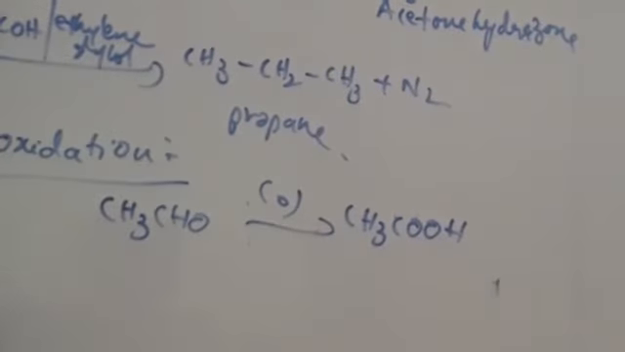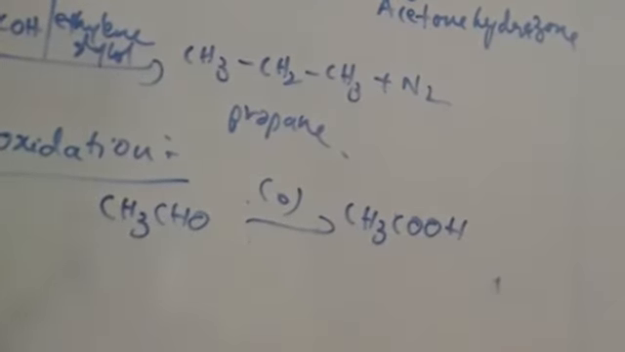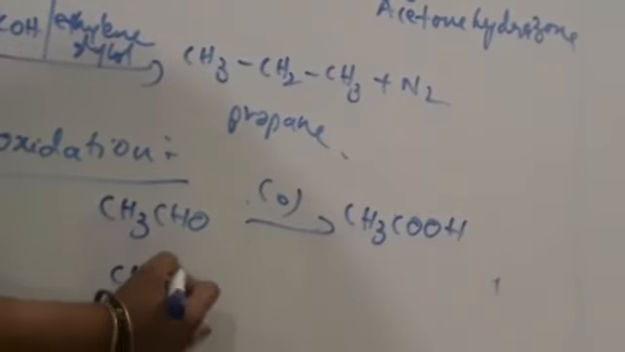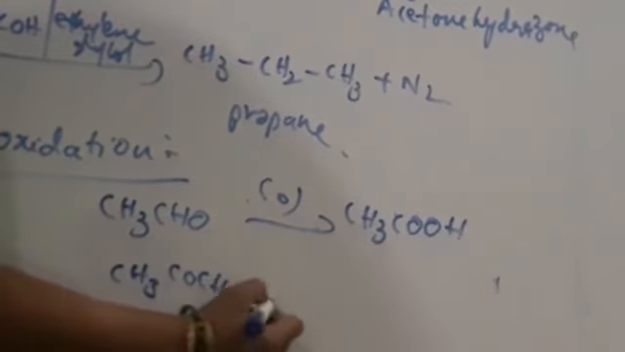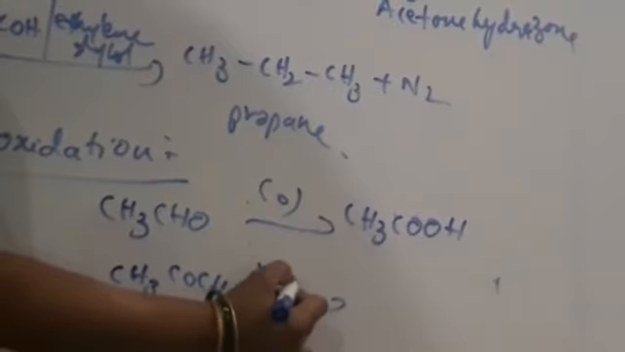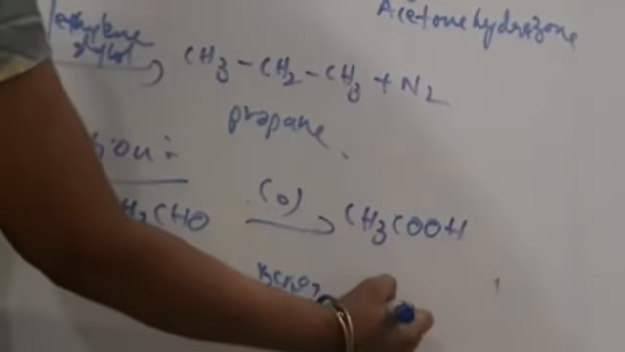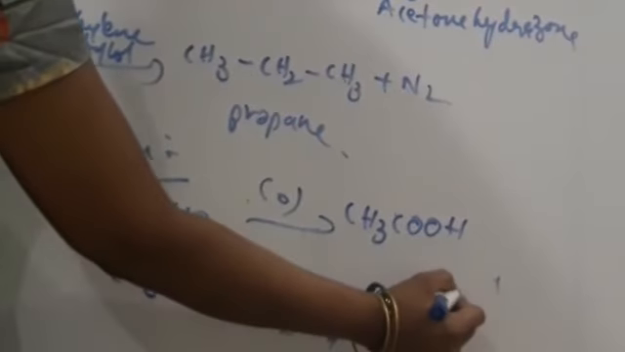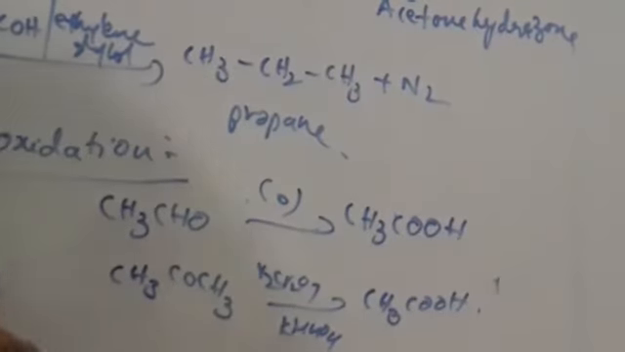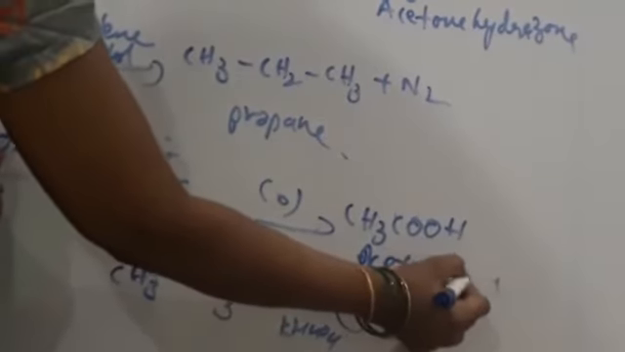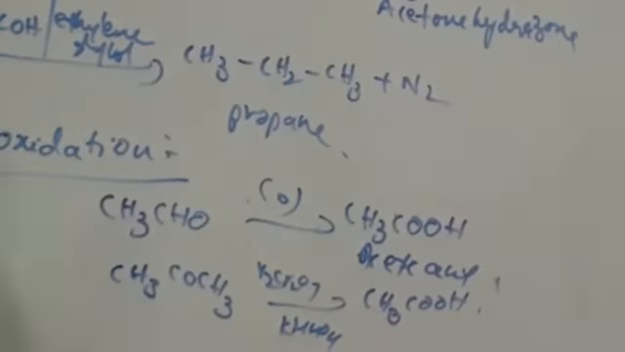And acetone oxidizes into acetic acid again. Acetone also gets oxidized into acetic acid in presence of K2Cr2O7 and KMnO4. Okay? We get carboxylic acid, acetic acid. Okay? Next.